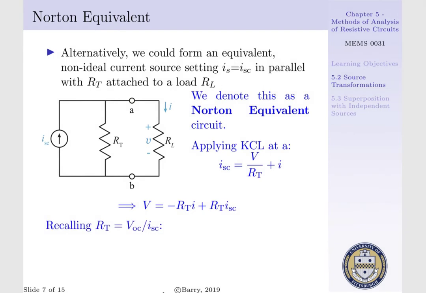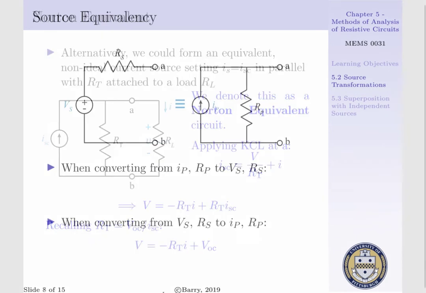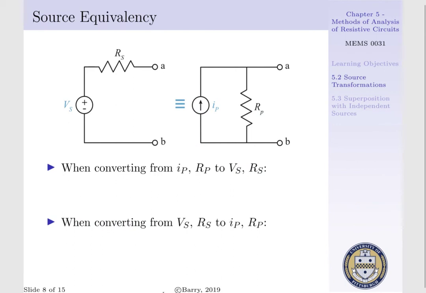Now if we recall, our Thevenin resistance was equal to our open circuit voltage per our short circuit current, and if we make this substitution for the last term in our previous expression, our voltage potential across our load resistance would be equal to negative of our Thevenin resistance times I plus our open circuit voltage, which is identically equivalent to the expression we've created for our Thevenin equivalent circuit. That is to say, we have source equivalency between our Thevenin and Norton circuits.